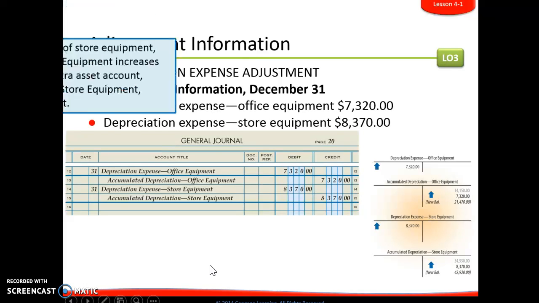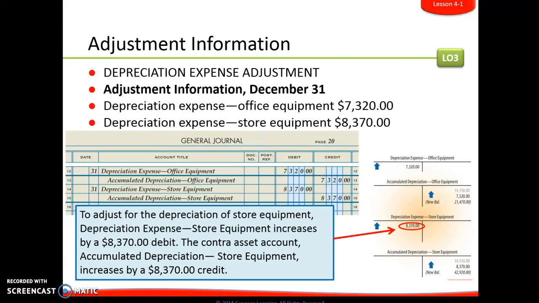So our depreciation expense adjustment, we have depreciation for office equipment and for store equipment. So what we're going to do again is we're going to find that difference. Here they're showing us the depreciation for office equipment, and here they're showing us the depreciation for store equipment. So we'll debit the expense account, and then we'll credit the accumulated depreciation, so how much it depreciates each year.